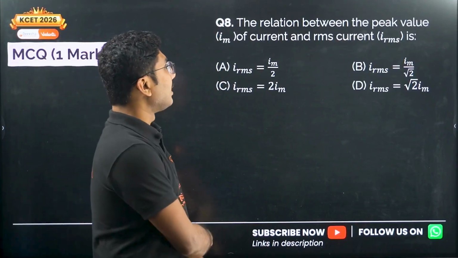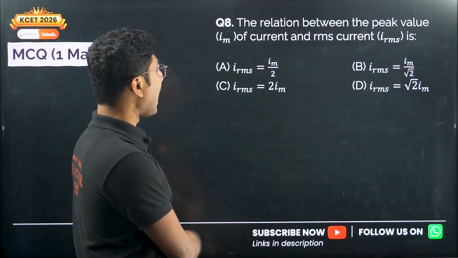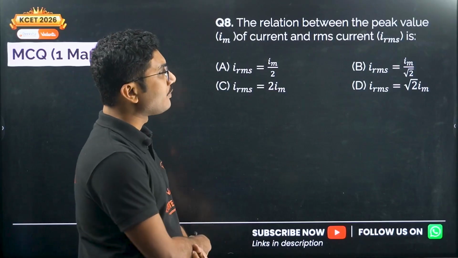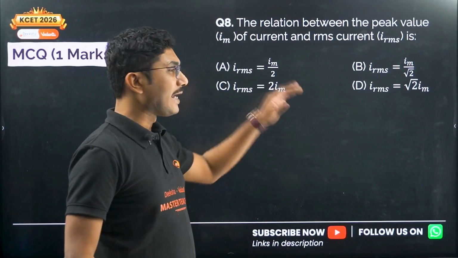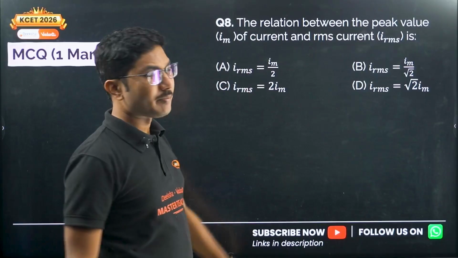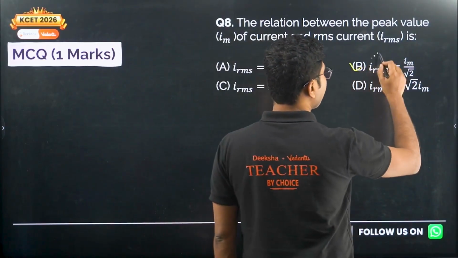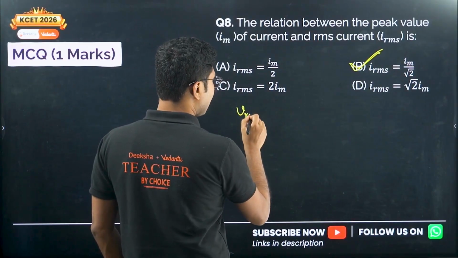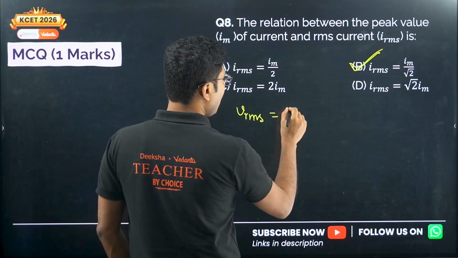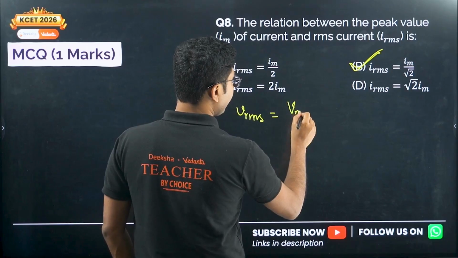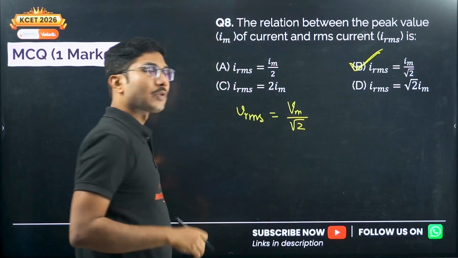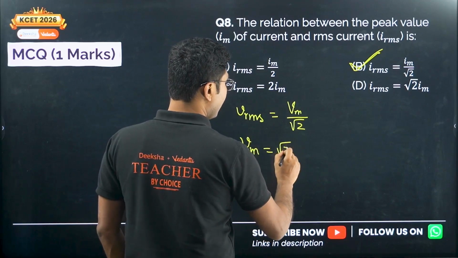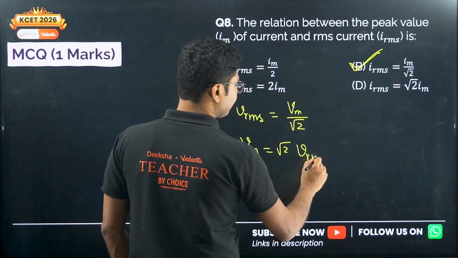Next, the relationship between peak value Im of current and RMS value. So IRMS is I peak divided by root 2. So the correct answer is option B. Remember IRMS and VRMS. VRMS is also the same formula: VRMS is equal to V peak divided by root 2. Sometimes in some cases they will give you the RMS value and ask for the peak value. So the peak value is root 2 times VRMS.